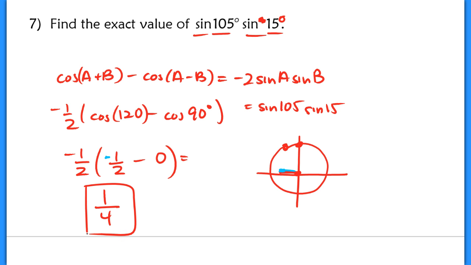Now, if you're ever really unsure about this when you're working on your homework, obviously on your tests you won't be doing this with a calculator, but on your homework you can certainly check your answers. So go back and type in that original expression into your calculator. Make sure you're in the right mode. So in this case I'd be in degrees. If I type in the sine of 105 times the sine of 15 degrees, I should end up with 0.25 or 1/4 in my calculator.